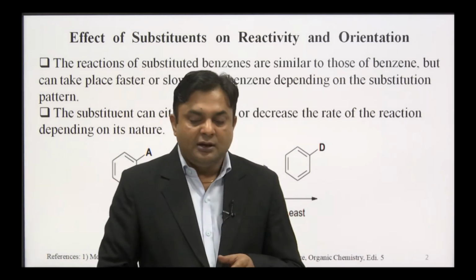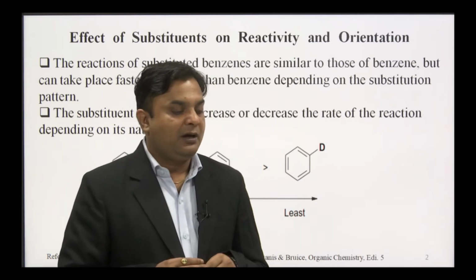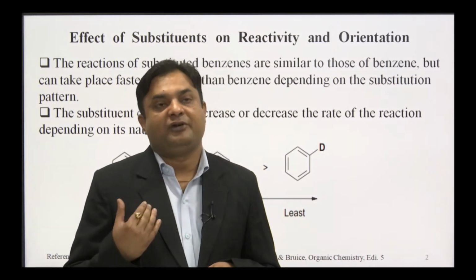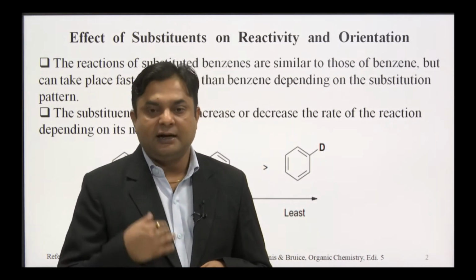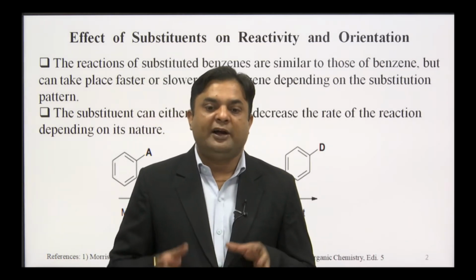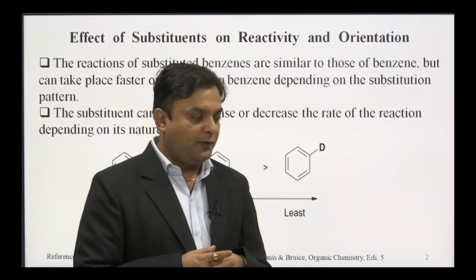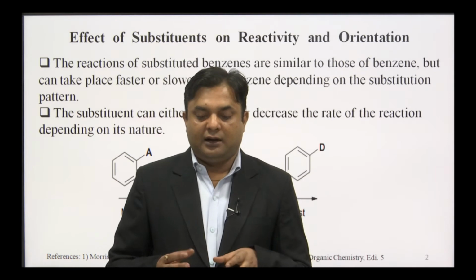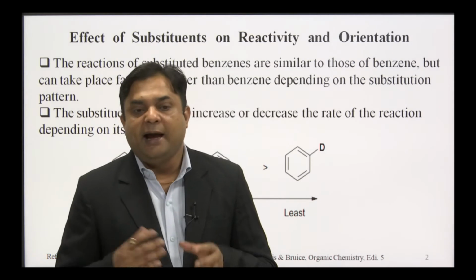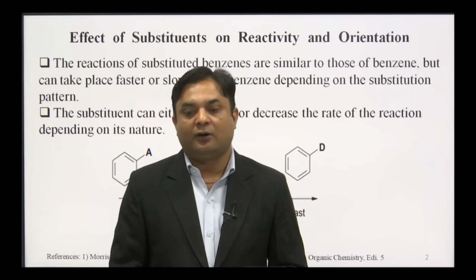So, there are mainly two effects which a substituent can produce on the benzene ring. First, it can alter the reaction rate. It may increase the rate of the reaction, or it may decrease it. It can also influence the orientation of the coming electrophile on the benzene ring. So, the coming electrophile will go to ortho, meta or para, and this is decided by the substituent already present on the benzene ring.